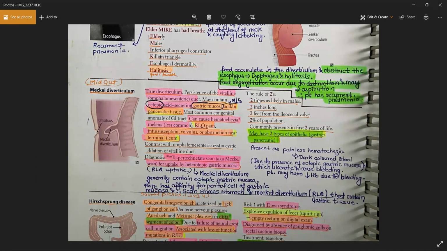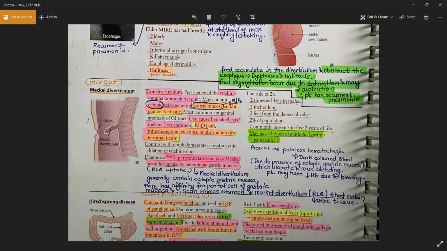You need to remember the rule of two: it is 2 times more likely in males, it is 2 inches long and 2 feet away from the ileocecal valve, and it is found in 2% of the population. Very important, two types of epithelium can be there, gastric epithelium or pancreatic epithelium. You need to know why this happens: because of persistence of the vitelline duct, or the omphalomesenteric duct.